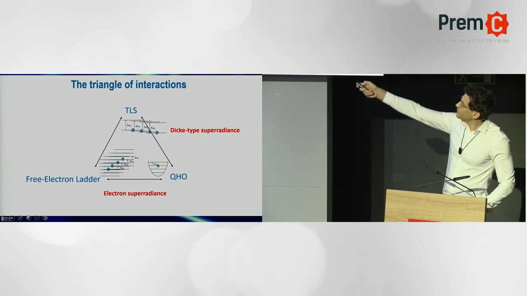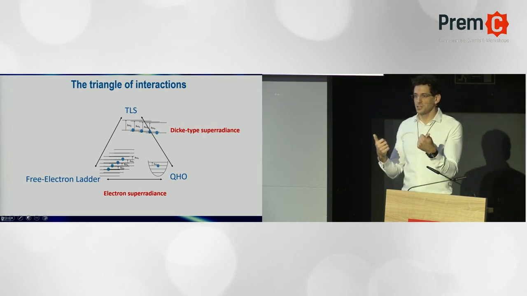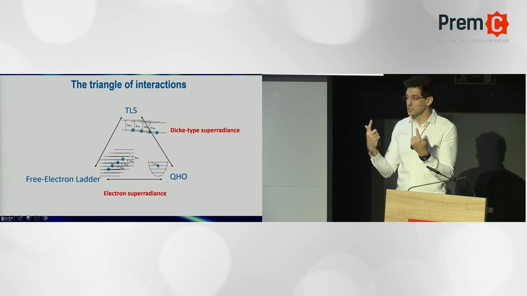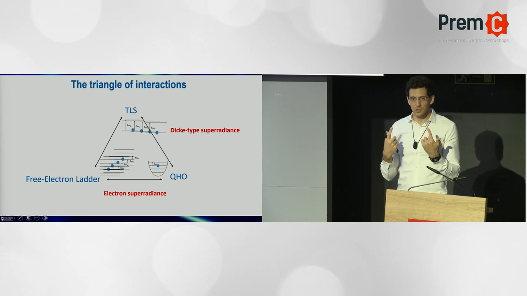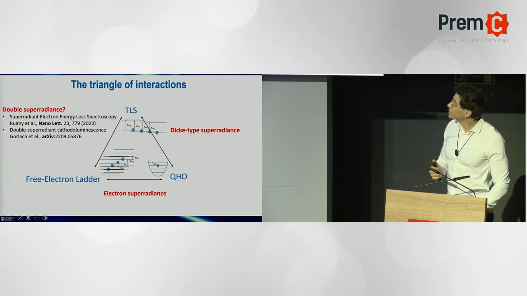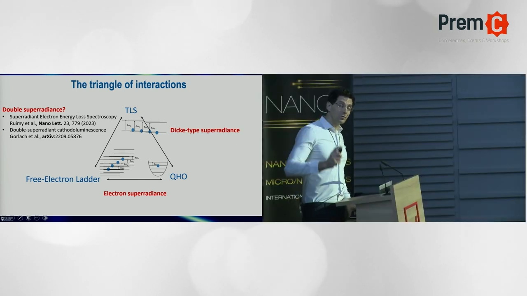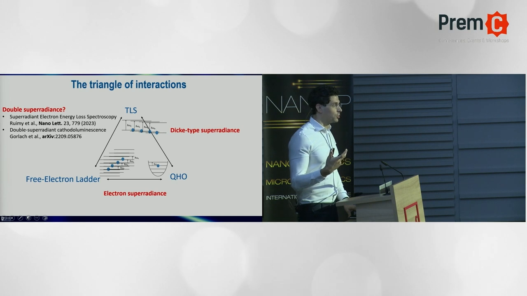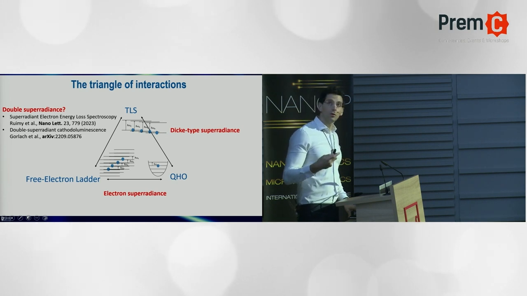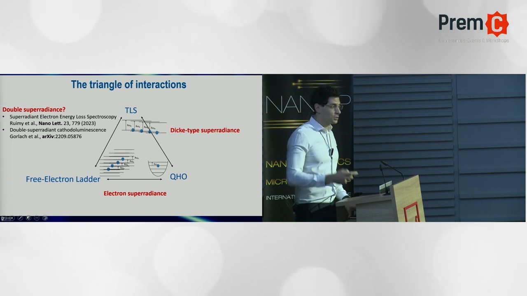But what about that edge, though? What happens when we think about electron physics interacting with a many-body system? Actually, that is a completely unexplored regime, and the first theory works are stuff that we were looking into just recently. If you think about electron energy loss spectroscopy in the superradiant regime, or cathodoluminescence in the superradiant regime, those are the types of physics you can find there.